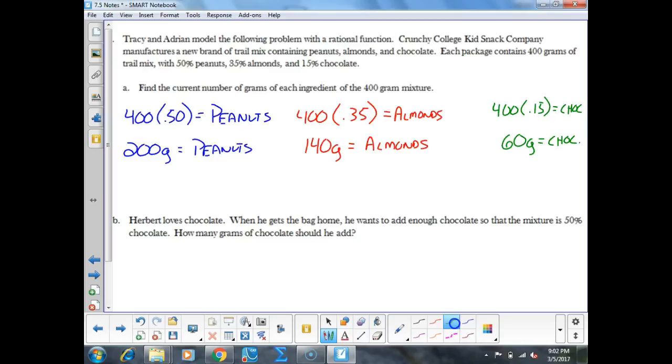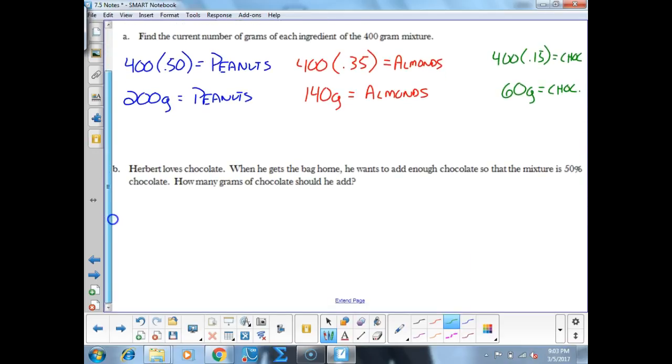Herb loves himself some chocolate. When he gets his bag home, he wants to add it up. By the way, this problem B is on the back side of your note sheet. You don't have to write this down. I'm not that mean, but it's on the back side of your note sheet. He wants to add enough chocolate so the mixture is 50% chocolate. Okay? So how much chocolate should he add?